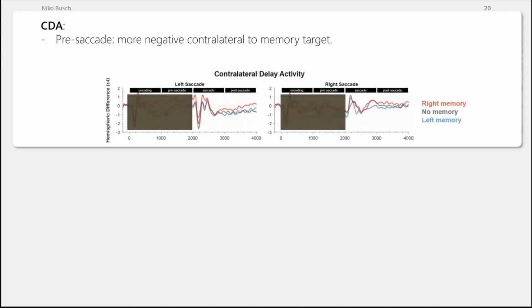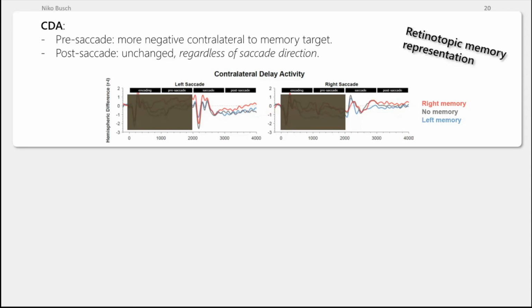Basically the finding is that you still see the difference between red and blue, and it looks more or less the same after a left or a right saccade. So for the CDA, the lateralization doesn't change no matter how you move your eyes. And that is indicative of a retinotopic spatial coordinate format.